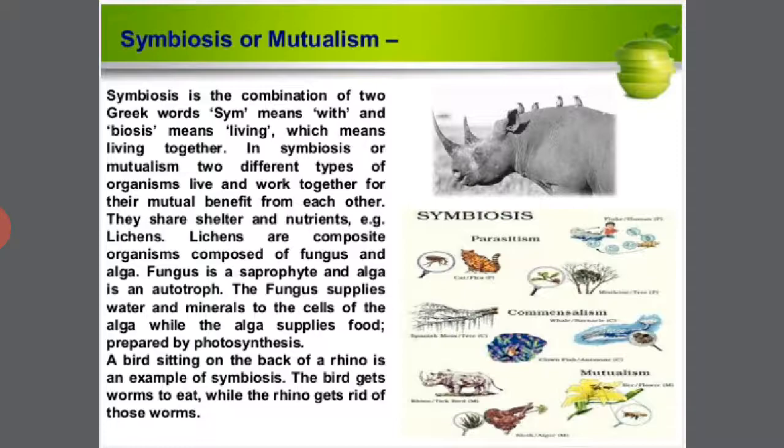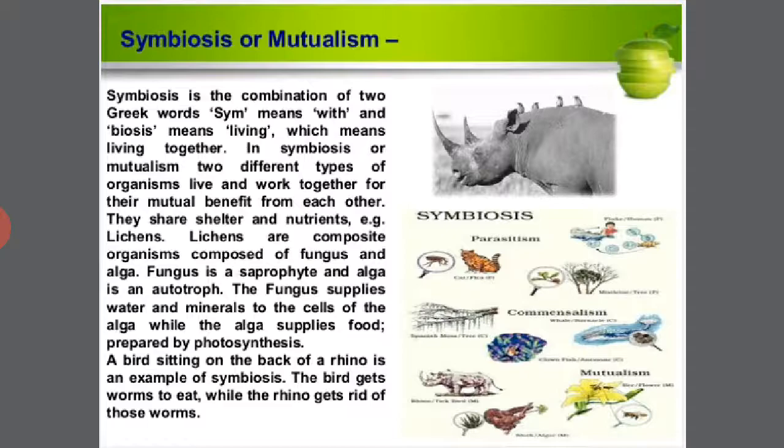Example, lichens. Lichens are composite organisms composed of fungus and alga. The fungus is a saprophyte and alga is an autotroph. Two different types of plants grow together. Fungus supplies water and minerals to the cells of the alga, while alga supplies food prepared by photosynthesis.